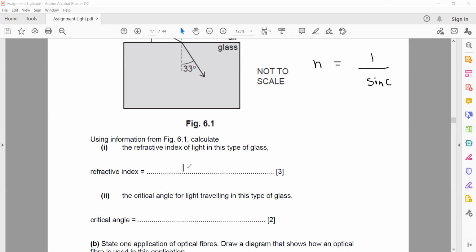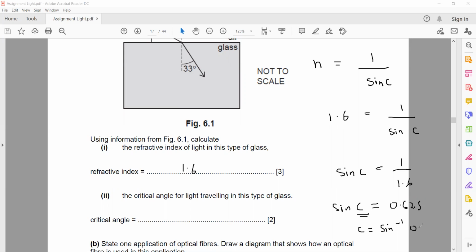We already worked out the refractive index, which was 1.6. So 1.6 equals 1 divided by sine c. Cross multiplying, sine c equals 1 divided by 1.6. What's the answer? 0.625. And take the sine inverse of 0.625, because we need the critical angle c. So c equals sine inverse of 0.625, which is 38.7.